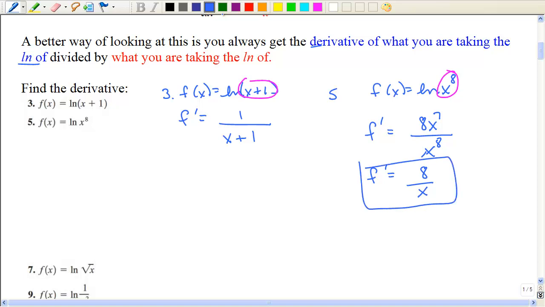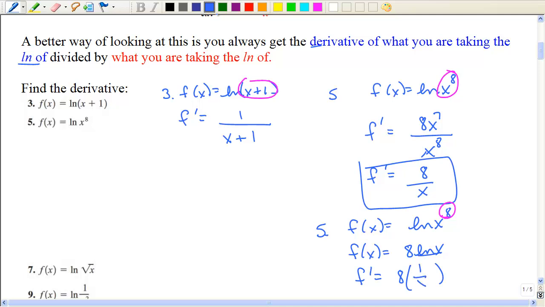So that's one way. Another way to do number 5 is to use those properties of logarithms and rewrite the original function. Remember, we can take that exponent and move it down in front, and then take the derivative. So I would leave the 8, and the derivative of just the natural log of x is 1 over x, and we get the same answer. Sometimes using those properties will shorten our work by quite a bit.